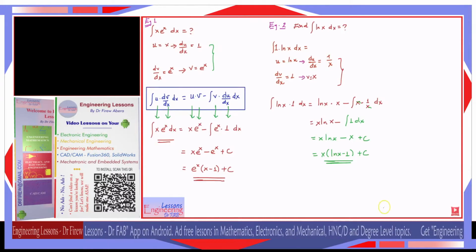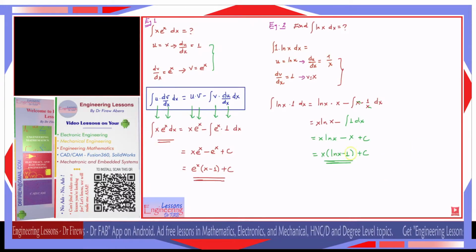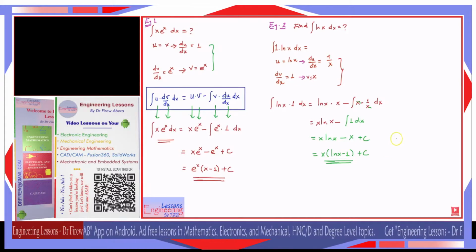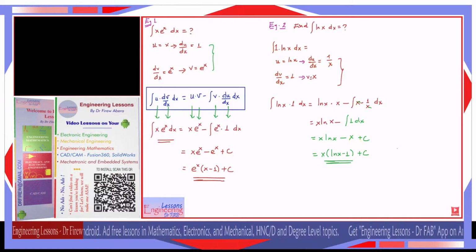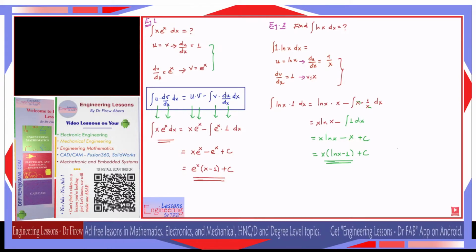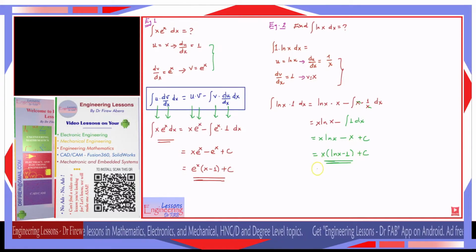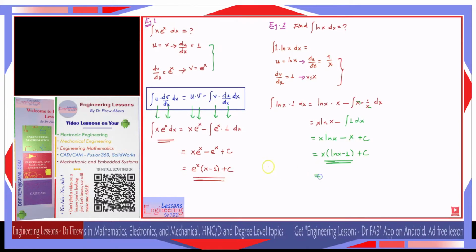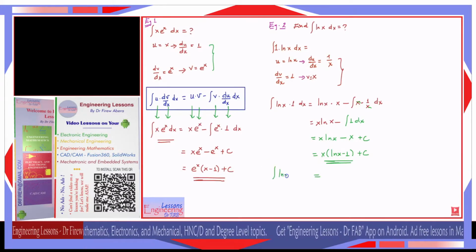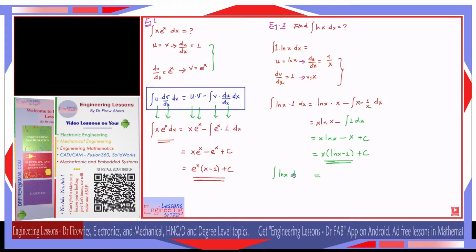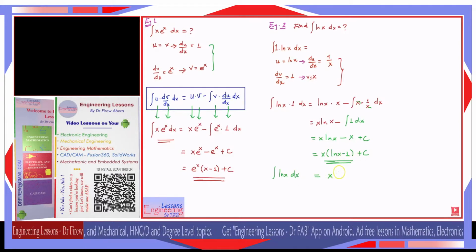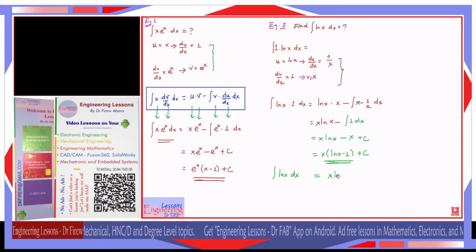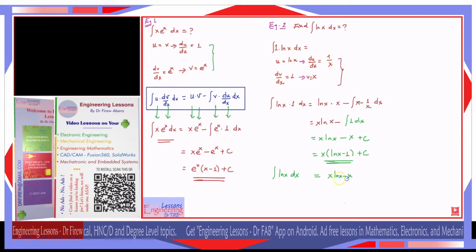So we can choose the constant to be 0 because we don't have any other enforcing condition. If you choose c to be 0, the integral of ln x dx can be x ln x minus x.